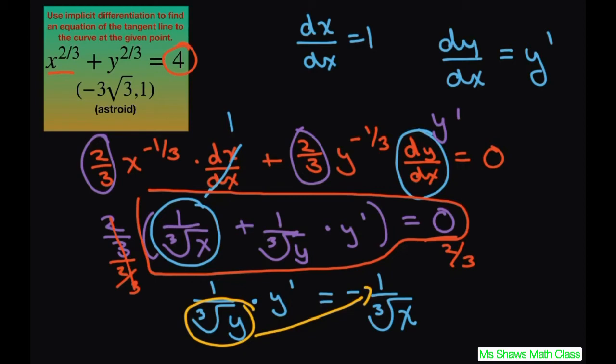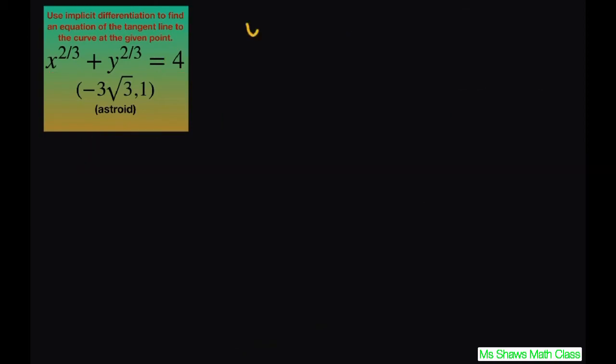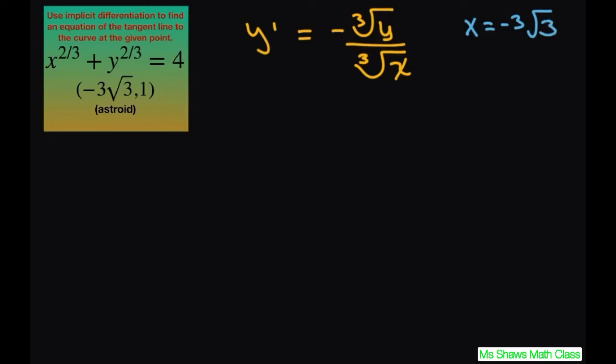So basically I have my derivative. y prime is going to equal, let's see, where is it? Negative cube root of y divided by cube root of x. Now, we have to look at when x is -3√3 and y is 1. So y prime would equal, if y is 1, that just gives us -1.